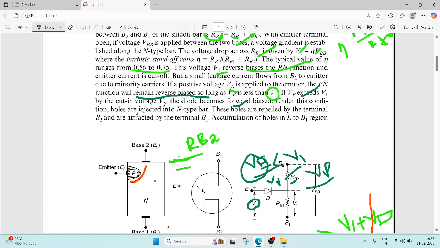Under this condition, holes are injected. Now what happened? More holes are injected by the emitter current, so the number of holes increases. The moment the holes increase, automatically the resistance decreases. So what is this resistance? A variable resistance. During reverse bias, that is when the VE value is less than V1, the resistance stays high. What happened? See here.